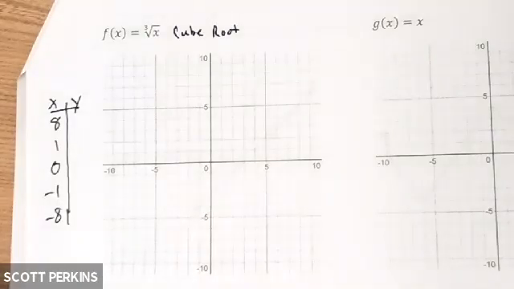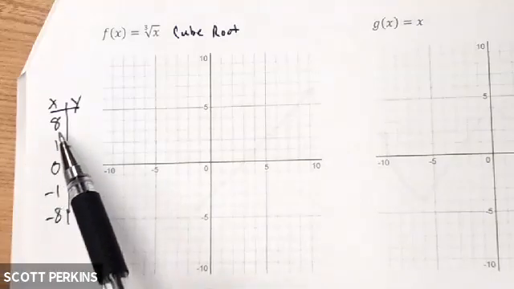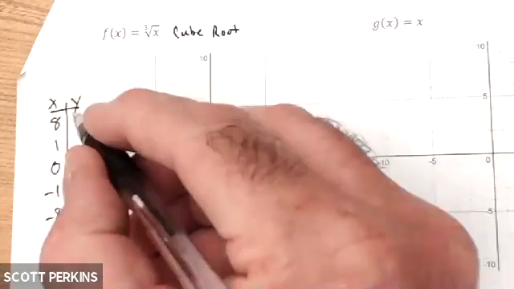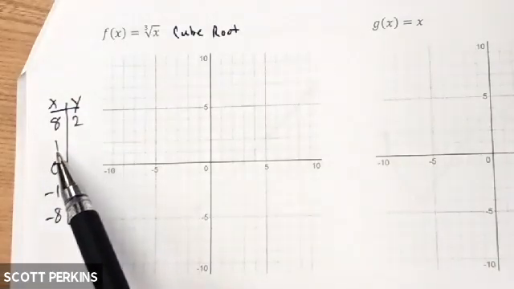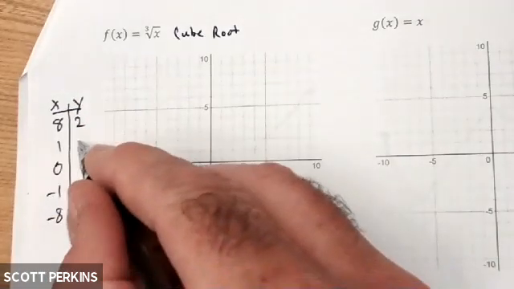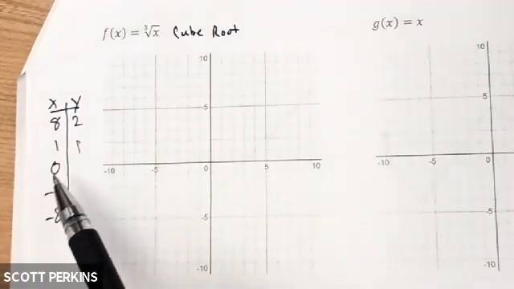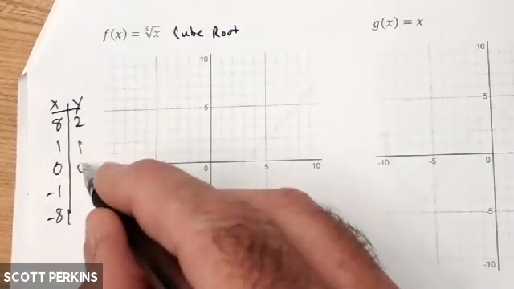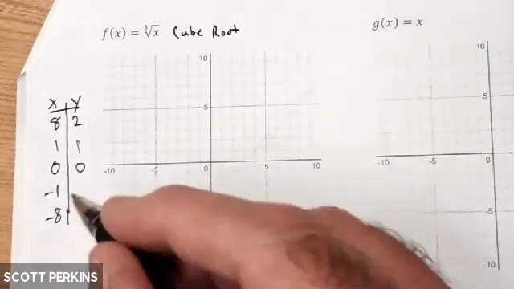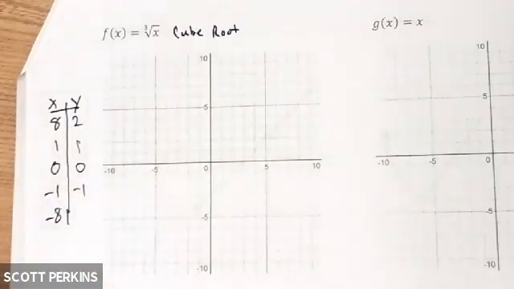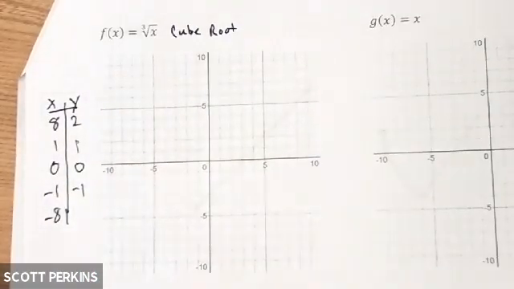What times itself 3 times gives you 8? 2. 2 times 2 times 2 is 8. Wonderful. What times itself gives you 1? 1. What times itself 3 times gives you 0? I know that's what you meant. What times itself 3 times gives you -1? There you go. Good. -1. And then what times itself 3 times gives you -8?